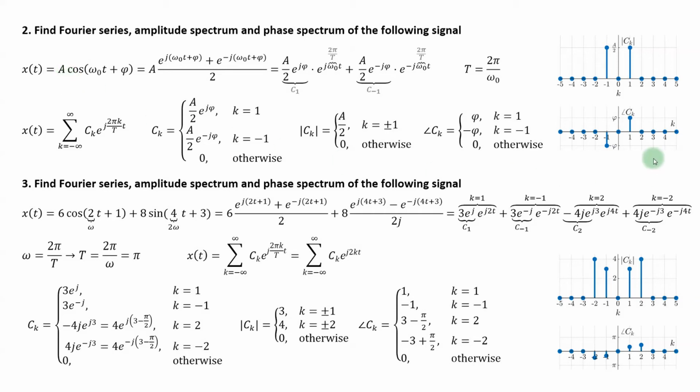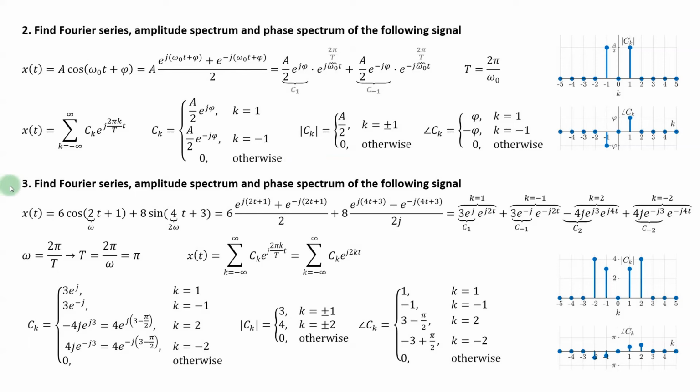Now in the phase spectrum, I can read this phase phi, which is the phase of this complex amplitude, and that is also the phase of my cosine. So when in the spectrum I have two lines like this, that means that in the time domain I have a cosine. The amplitude of the cosine is given by the amplitude spectrum, and the phase of the cosine is given by the phase spectrum.